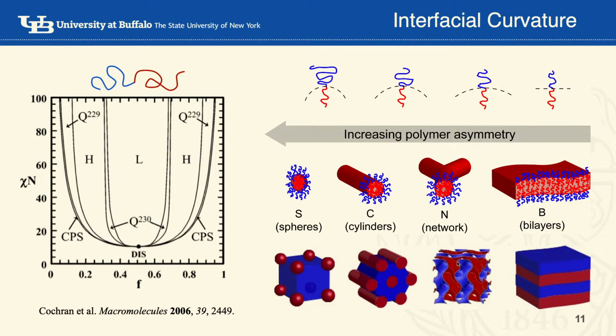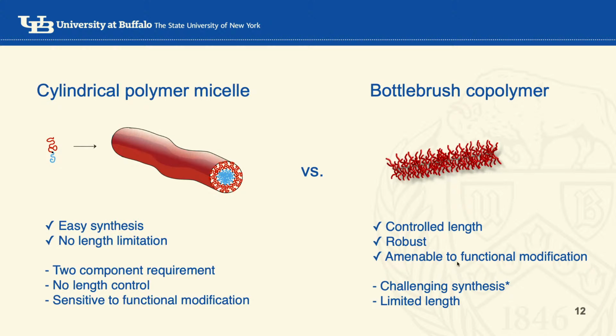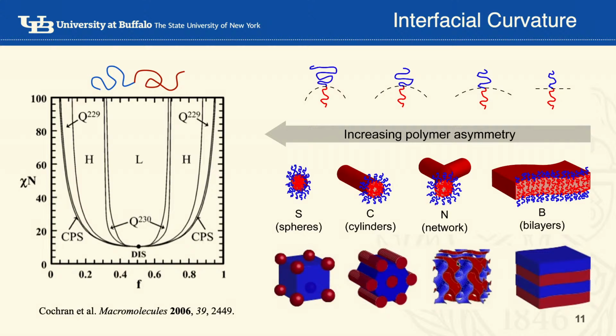So what do we do with bottle brush copolymers? There's another topic I want to introduce first, and this is interfacial curvature. Whenever you bring molecules together to make a material or a structure, one of the important factors that controls the morphology of the structure is the interfacial curvature. If you look at the self-assembly of a block copolymer, this is an example: two different polymers linked together through a covalent bond.